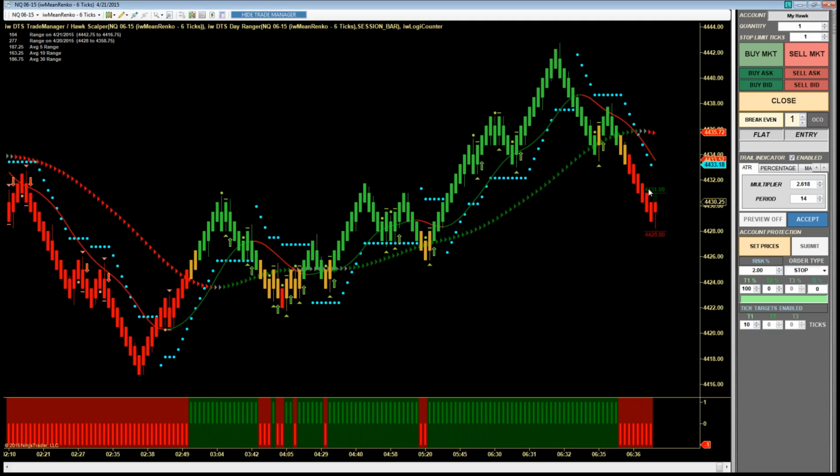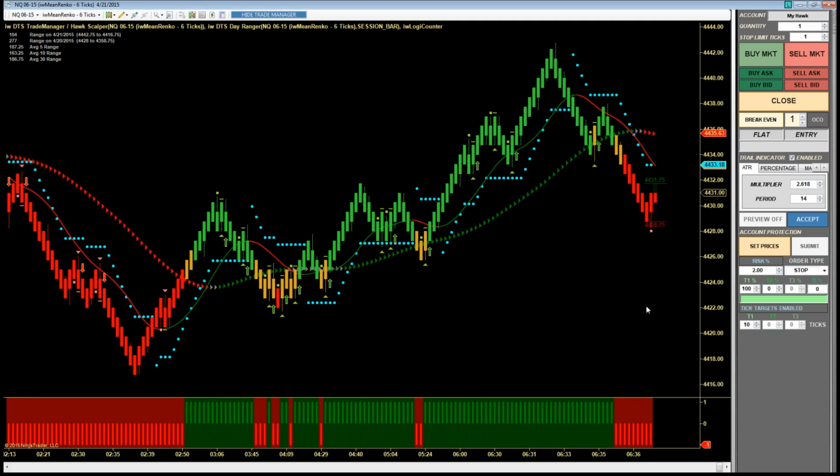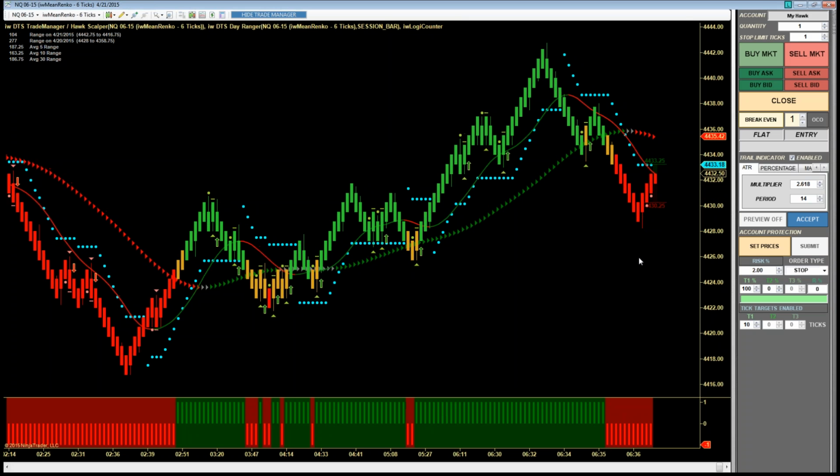See, it rallied a little bit, failed, and now we're working on our first micro-macro cross signal lower. Look at that.